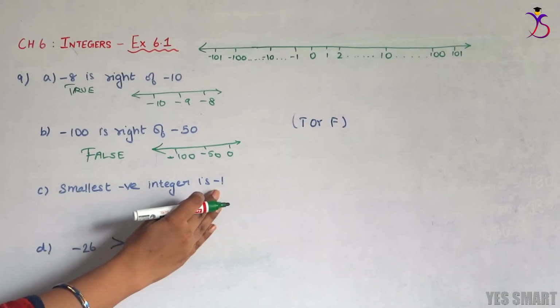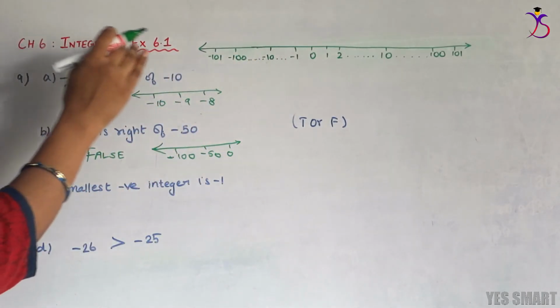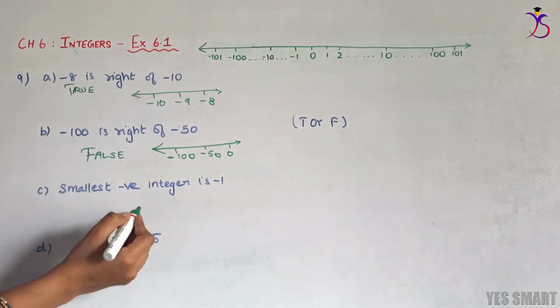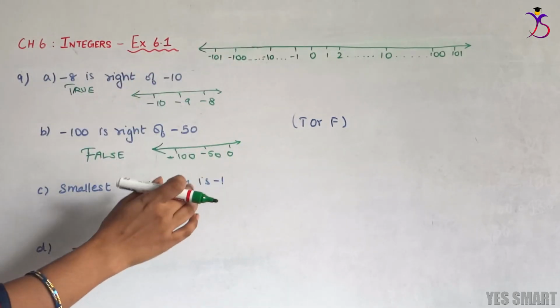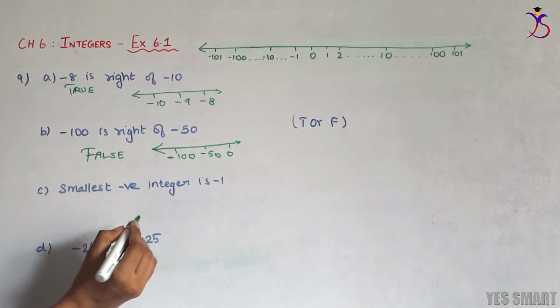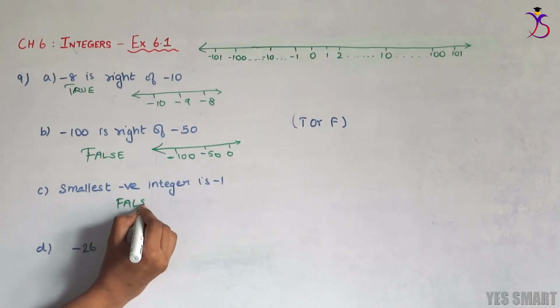Smallest negative integer is minus 1. We already knew that on moving in the right hand side direction in the number line, the value keeps on increasing. The rightmost negative integer is minus 1, which is the largest one, which means the largest negative integer is minus 1. Therefore the smallest negative integer will be on the leftmost side of the number line. Hence the given statement is false.